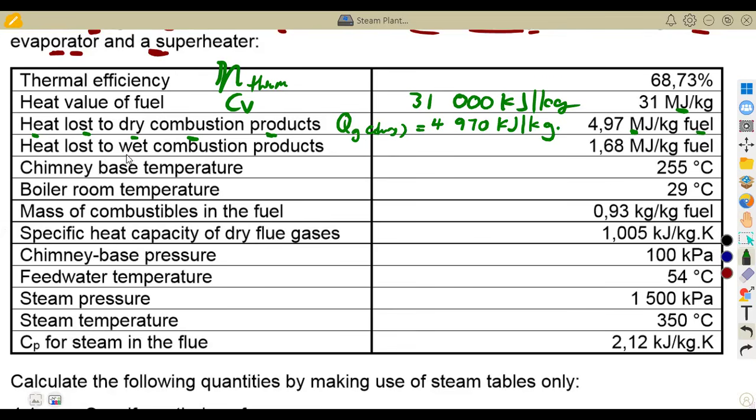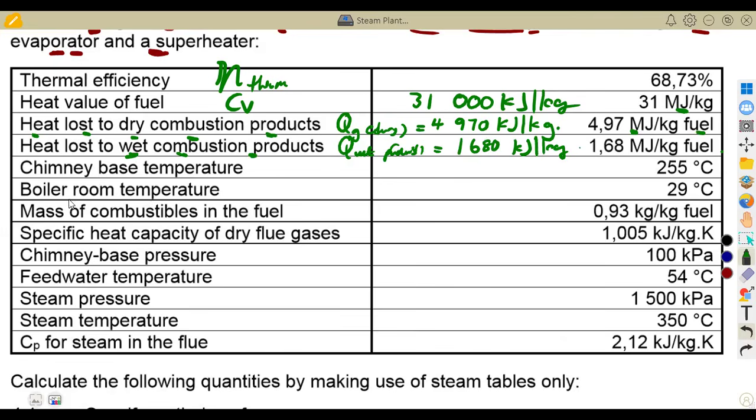Then we've got the heat lost to wet combustion products. So this is Q wet. These are the products that you're talking about. It is 1,680, again if we multiply by 1,000. Okay, no problem.